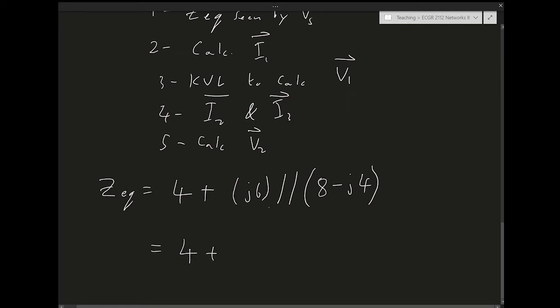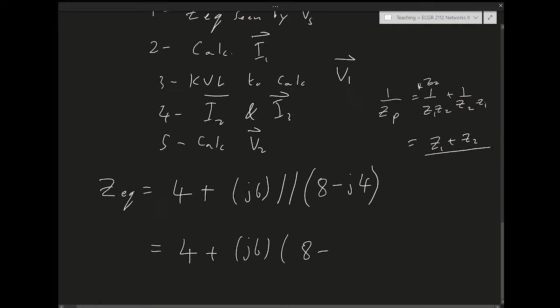It's going to be 4 plus, we know how to do two impedances in parallel, right? So it's their product over their sum. J6, 8 minus, right? So you know how we get that, right? 1 over Z equivalent equals 1 over Z1 plus 1 over Z2. And we call this ZP. So if I do the math, I end up with Z1 plus Z2 over Z1 Z2, multiplying this by Z2 and this by Z1. That's where this expression comes from, that we already know, right?